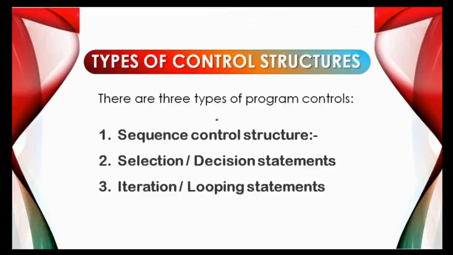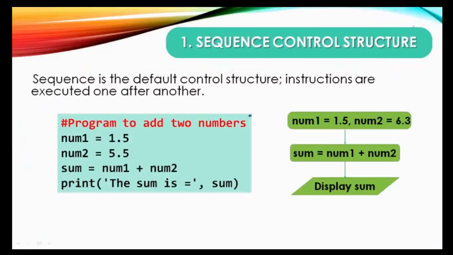Different types of control structures. Mainly there are three types of control structures: sequence control structure, selection or decision statement, and iteration or looping statement. These are the three different control structures of the Python programming language. We will discuss them one by one in detail.